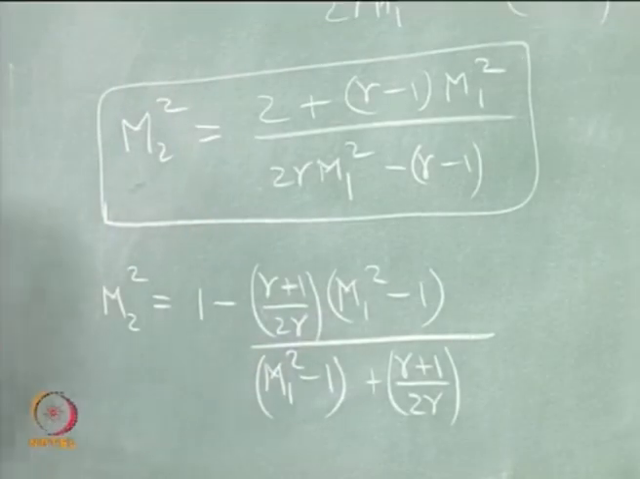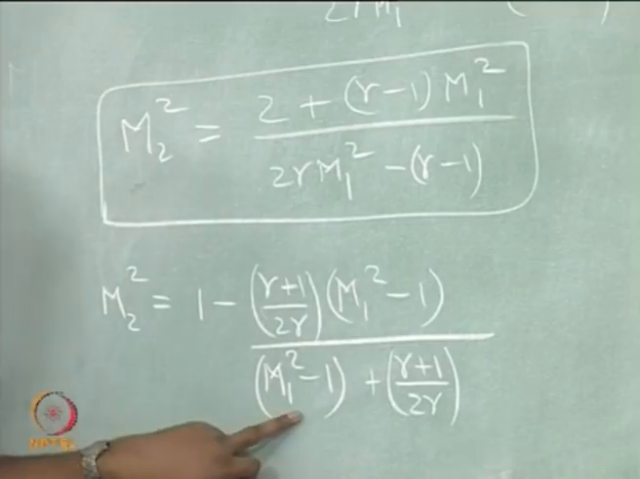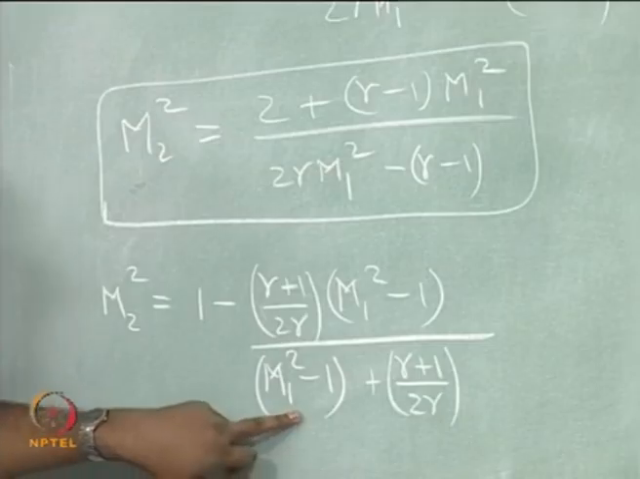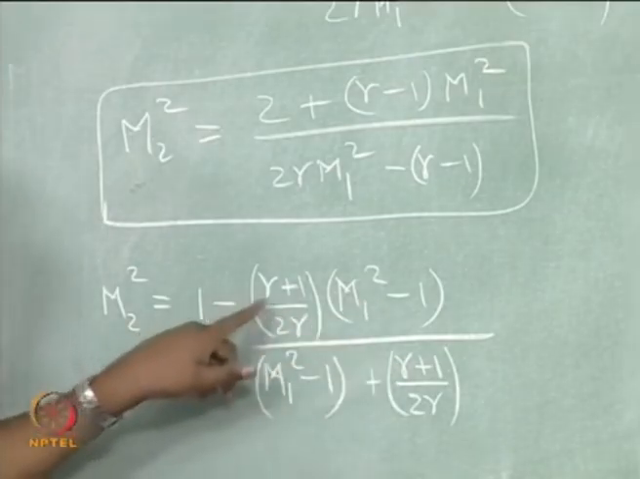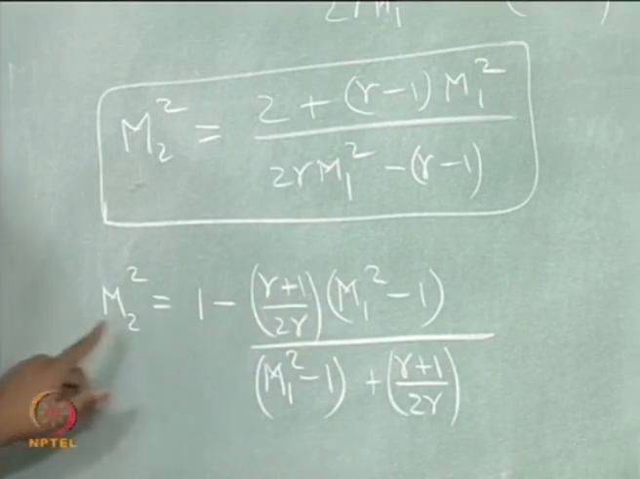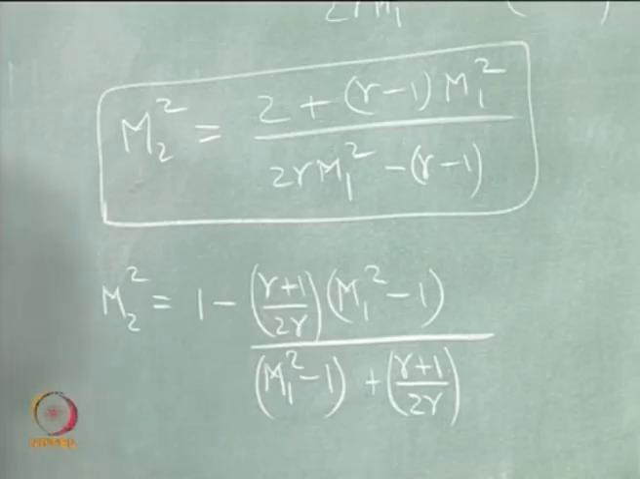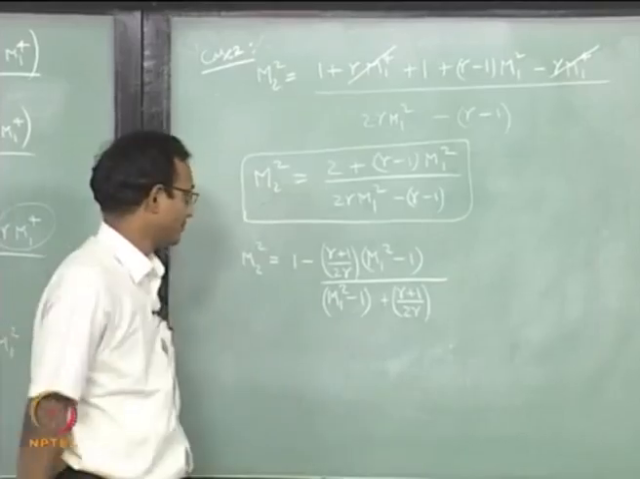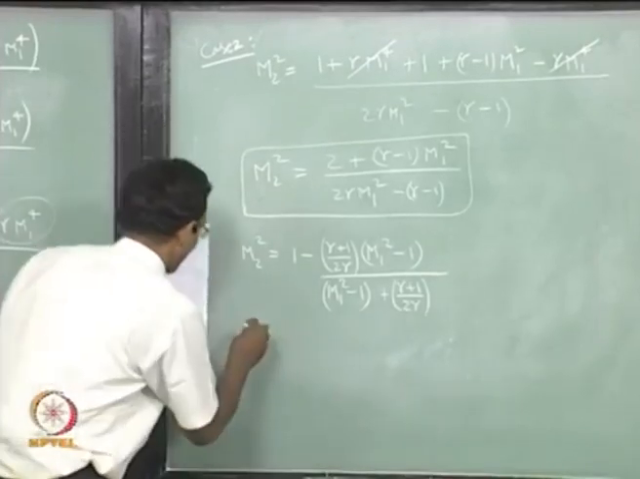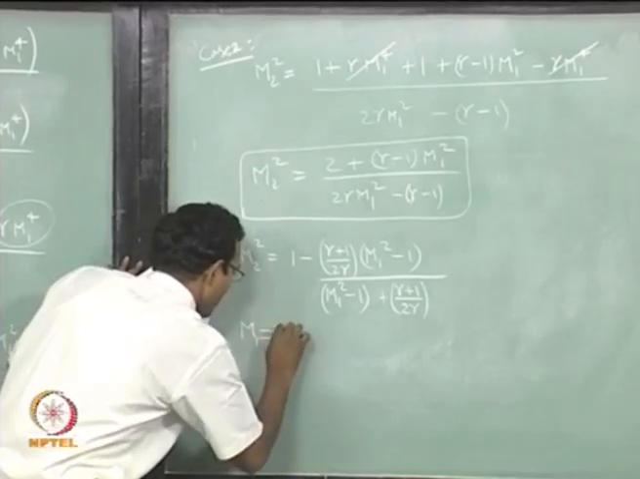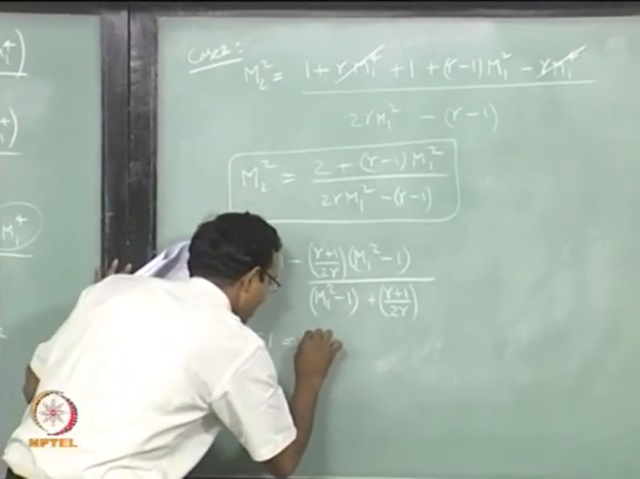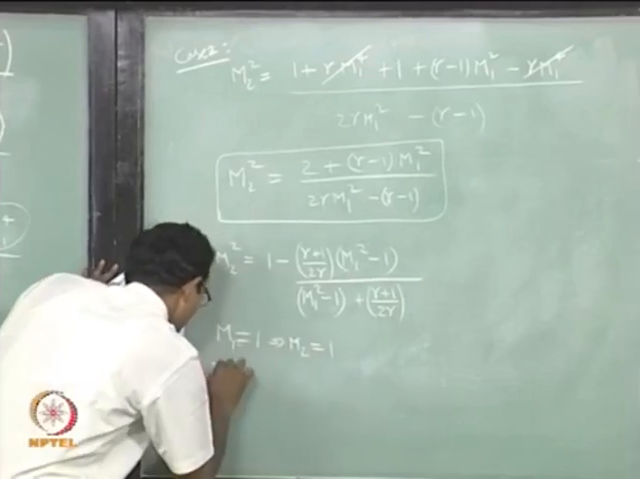Now, if I set my m1 equal to 1 here, what will happen? This becomes 0, this becomes 0, that does not change anything. I am going to get overall m2 equal to 1, okay. M2 equal to 1, if m1 equal to 1, m2 equal to 1. Now, I look at the next case, I will write down all the 3 cases. M1 equal to 1 implies m2 equal to 1.